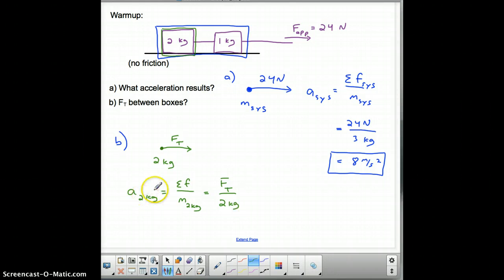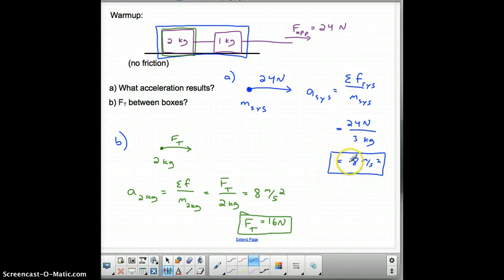Now we already solved for the acceleration. We know that this is 8 meters per second squared. Hold on a sec, I'm doing a screencast! So the force of tension is, I'll just solve this equation for the Ft. So the force of tension is 2 kilograms times 8 meters per second squared. That's 16 newtons.